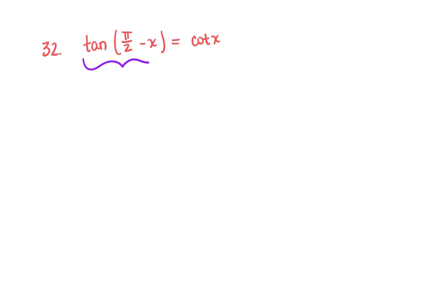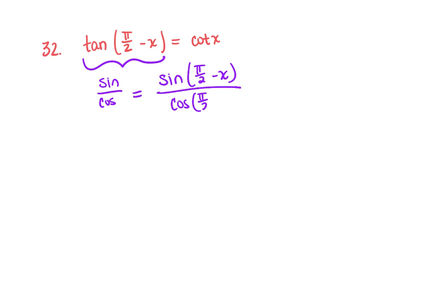So tangent then is sine over cosine. All of the ones I give you, you either expand or condense, but they did it this way. This is fine. The sine of pi over 2 minus x over the cosine of pi over 2 minus x. What is the sine of pi over 2 minus x? Cosine of x. What's the cosine of pi over 2 minus x? Sine of x. So what is cosine over sine? Cotangent of x.